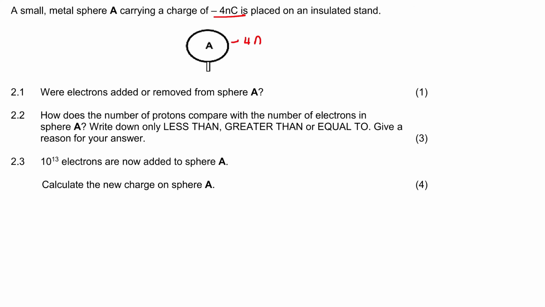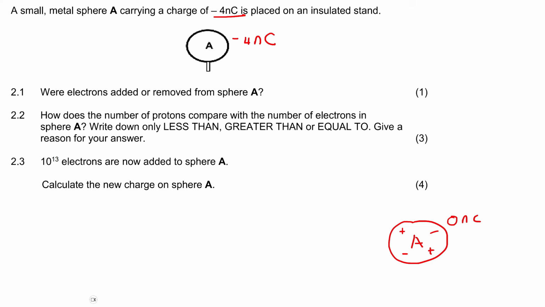Okay, -4 nanocoulombs is placed on a stand. Were electrons added or removed? That's a bit of a weird question to ask, but what they mean is the following. Imagine that you originally have a sphere A and it doesn't have a charge. That means the positives and negatives are perfectly balanced, and so the overall charge is 0.